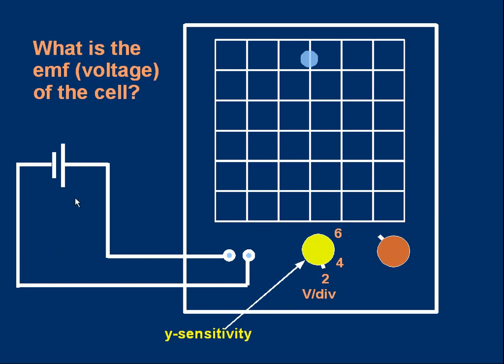Here's a cell connected to the Y inputs. The Y sensitivity is set to 2 volts per division, and the spot is up here now. It was in the center. When we connected the cell, it jumped up here. The question is, what is the EMF, or if you prefer, what is the voltage from the cell? Pause the video and see if you can work out from the information on the screen what the voltage is.